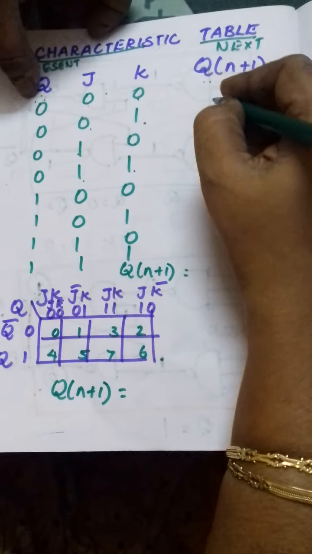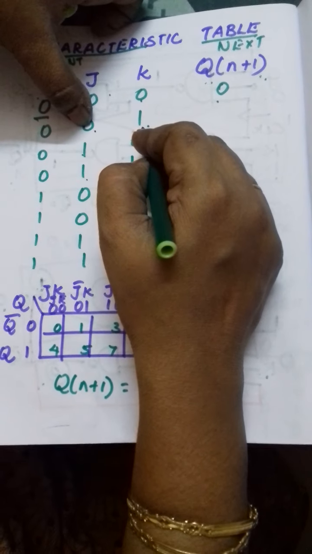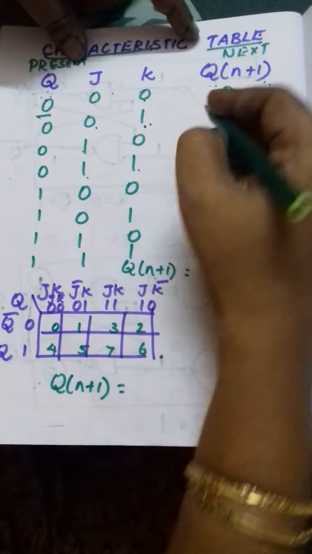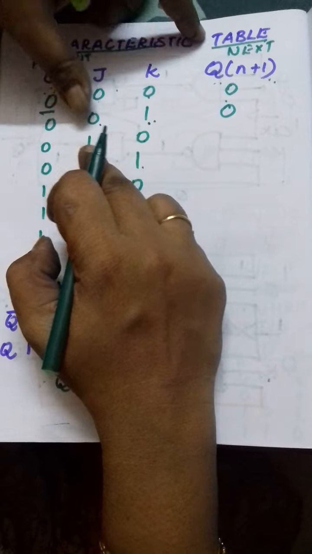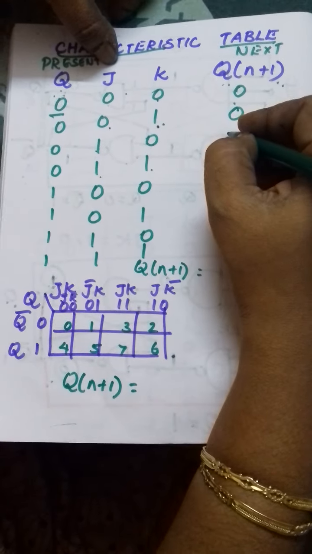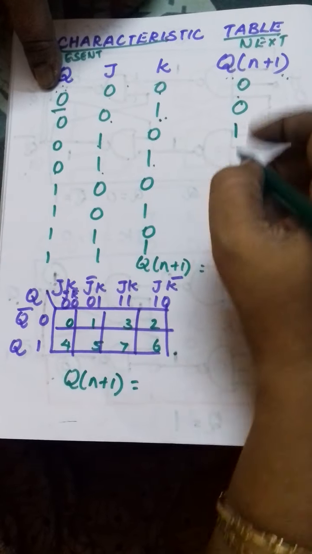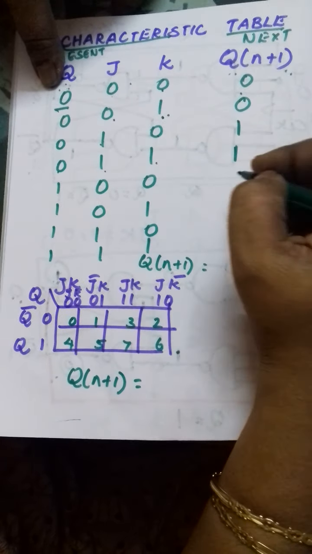So 0 0, no change, so the same 0 will come over here. 0 1 is called reset. So reset, na, 0. 1 0, J is 1, K is 0, so it is set. 1 1, toggle state. So 0 will become 1 and 1 will become 0.